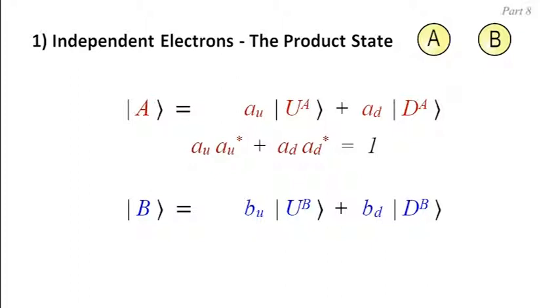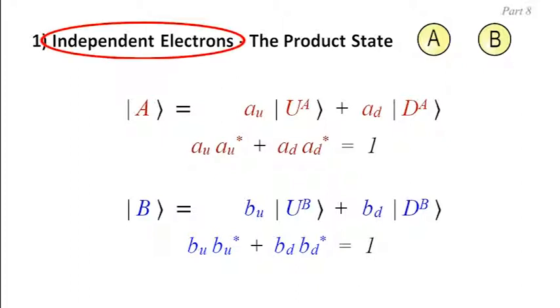Again, it is a mixture of the up and down basis states of its own particular two-dimensional Hilbert space, with coefficients BU and BD, which again must satisfy the normalization condition of BU star BU plus BD star BD equal to 1. The question now is, can we write some kind of combined state for these two independent electrons?